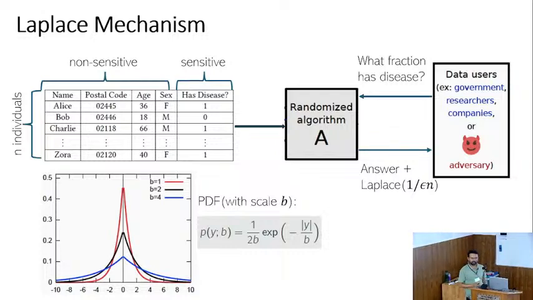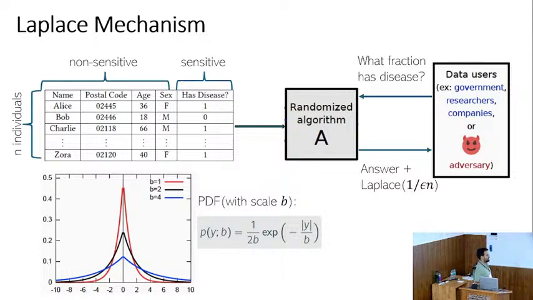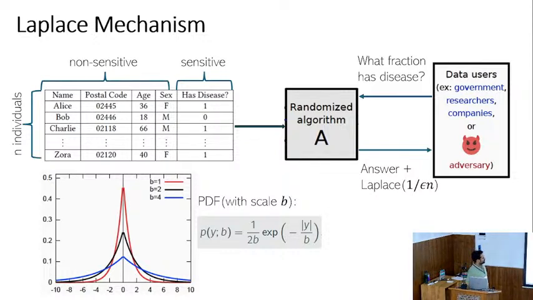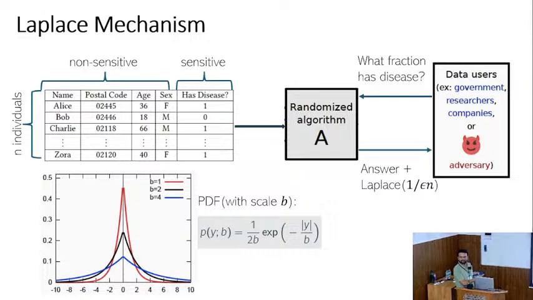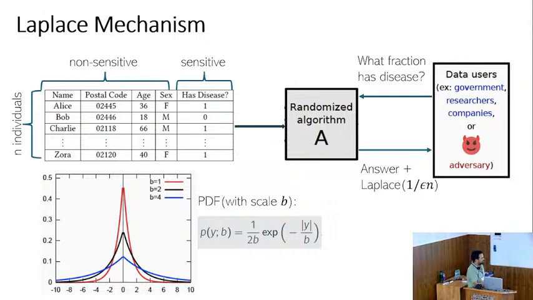So the mechanism is simple. Whatever the answer of the query is, just sample a random variable from the Laplace distribution with scale 1 by epsilon n, and whatever sample you get, add it to the answer and send it to the data users. This is the differentially private mechanism using the Laplace distribution. Very simple mechanism.